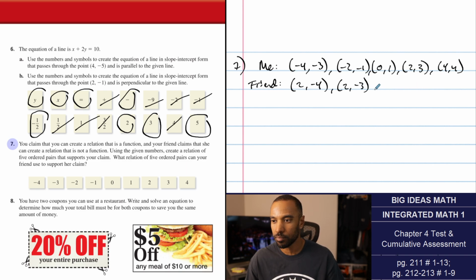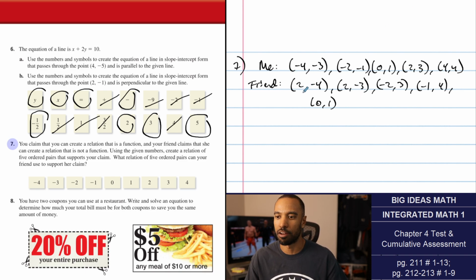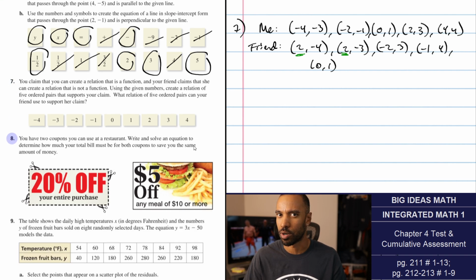Okay, now let's try to just use every other number here. Negative 2, comma, 3, negative 1, comma, 4, and 0, comma, 1. Boom. Now this makes it not a function because of the same x value with different y values there. And that's what the friend is doing. That's from chapter something. Chapter 3 was on functions, right?